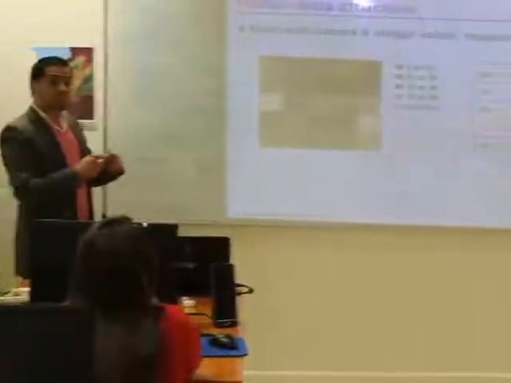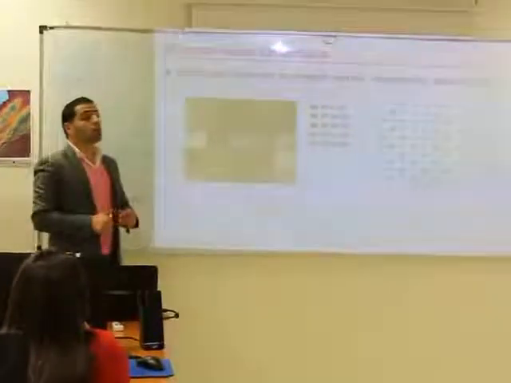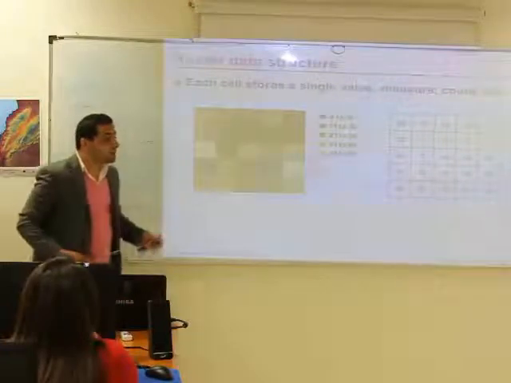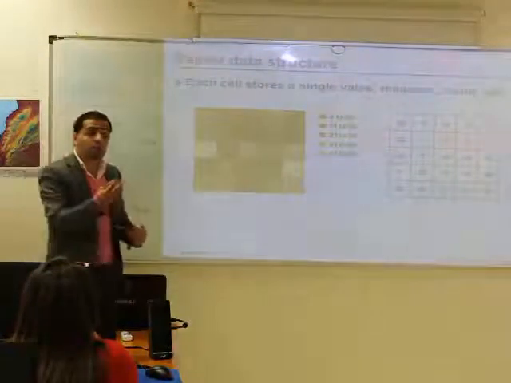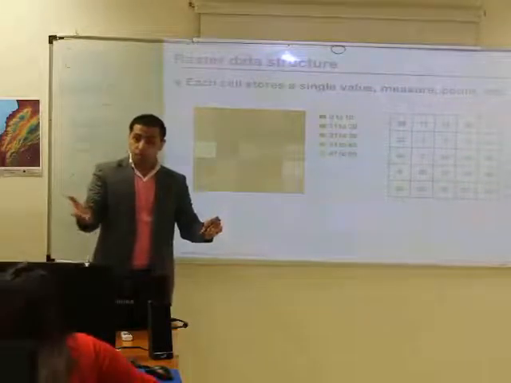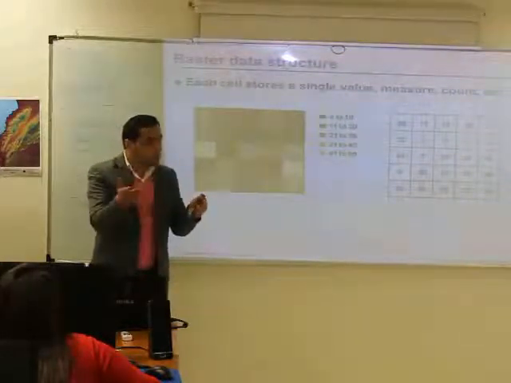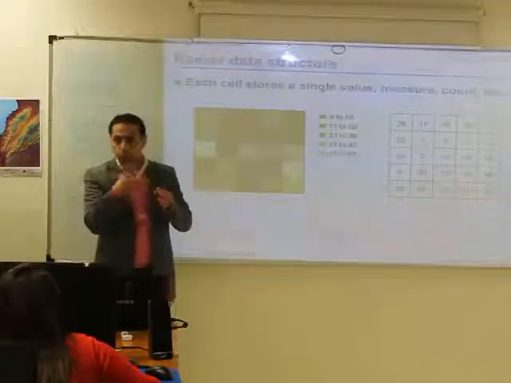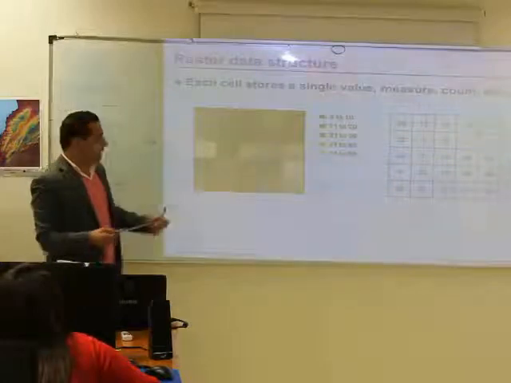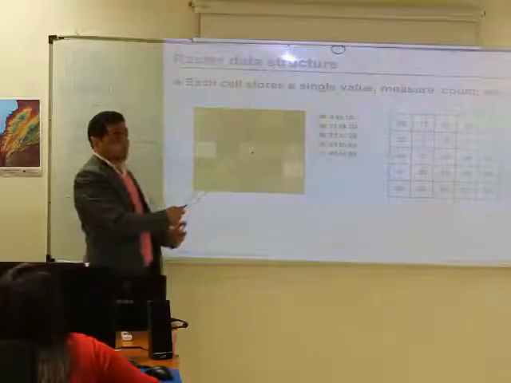Raster data structure. What is the raster data structure and what does it consist of? Raster data structure consists of a matrix of cells, as we said earlier. Each cell stores a single value, measure, or count. So it depends on the data that I'm using. For example, if I'm using rainfall data, it stores values of double or float numbers like 2.1, 2.3. While if I'm using an elevation surface, let's assume that this raster data represents elevation data.